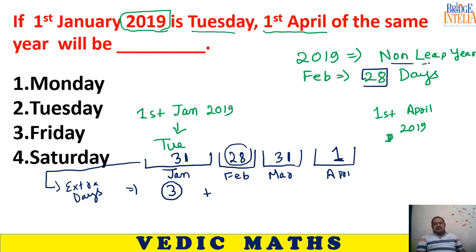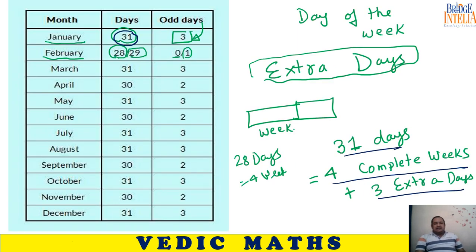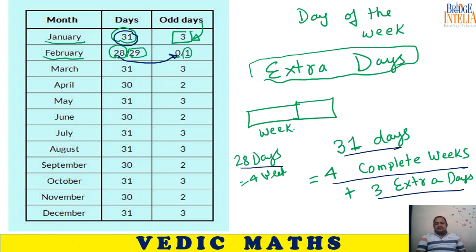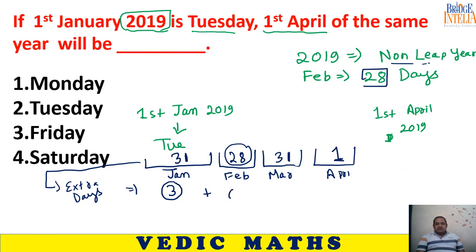February has 28 days, which means it has 0 extra days. You can calculate that 28 days is equal to 4 complete weeks. So no extra day from February. Similarly, March has 31 days, so 3 extra days. From April you have taken only 1 day. So 3 plus 3 is 6, 6 plus 1 is 7. So this becomes 7.